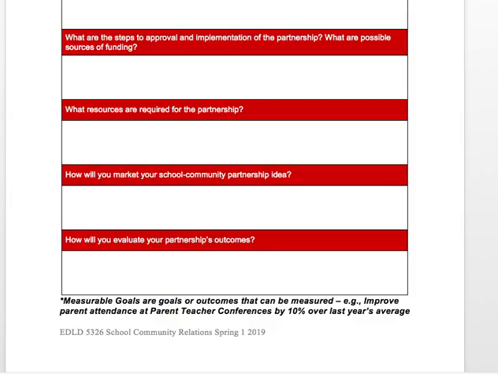How are you going to market? Are you going to use social media? Are you going to do radio announcements, television announcements? Are you going to send out mass communication from the school? Are you going to put up signs in the community? How are you going to market this idea?